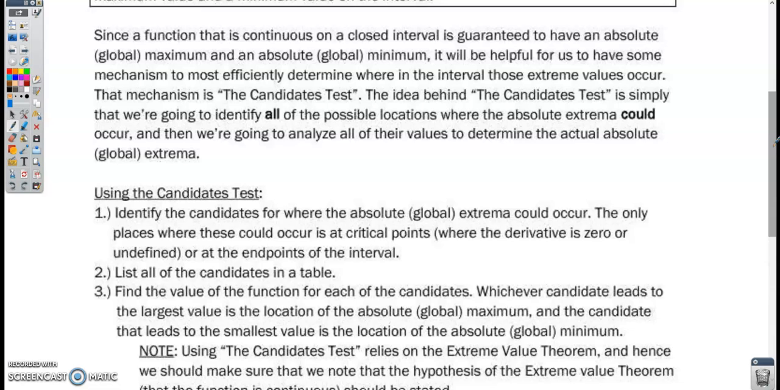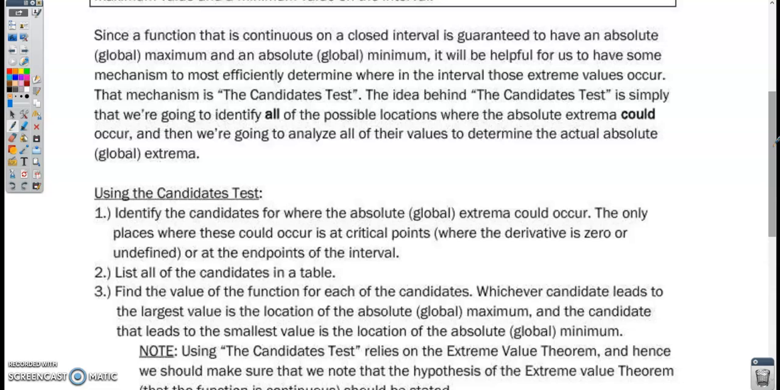So it's going to be helpful for us to have some kind of mechanism that we can use in order to most efficiently determine these. It's not enough to know this interval has a maximum and a minimum. We need to be able to find that maximum or minimum as well. And the mechanism we're going to use is what's known as the candidates test.